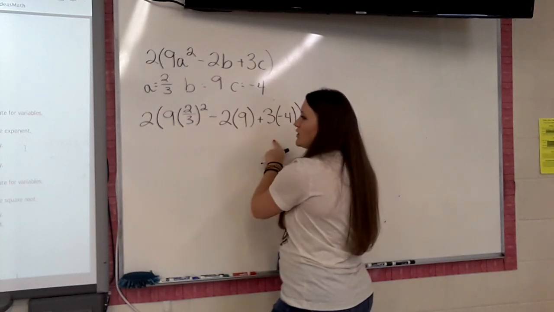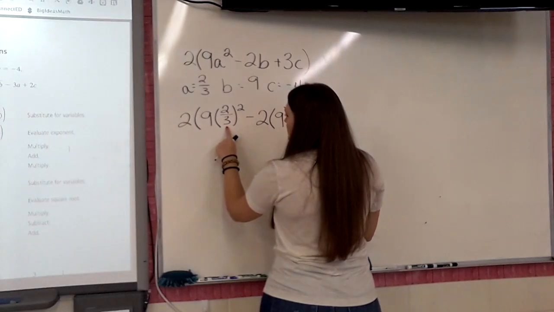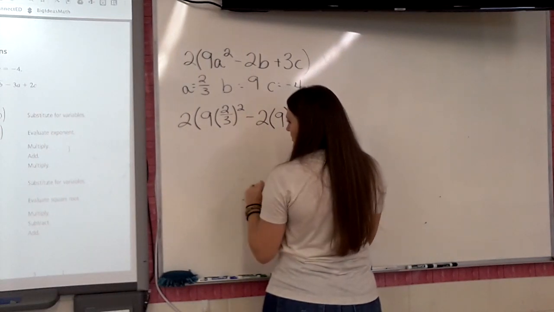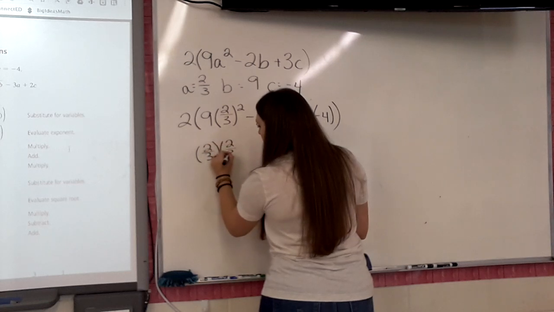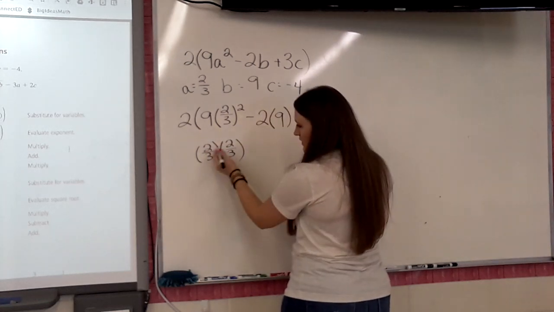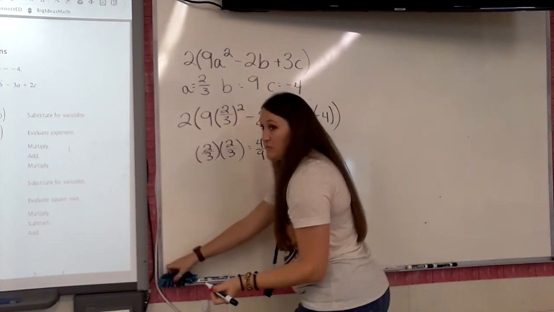So the first thing we would look at next is our exponent. So 2 over 3 to the second power means 2 over 3 times 2 over 3. Okay? And that is 4 over 9. So I'm going to rewrite that.